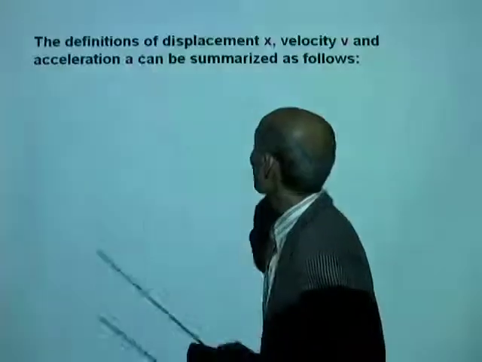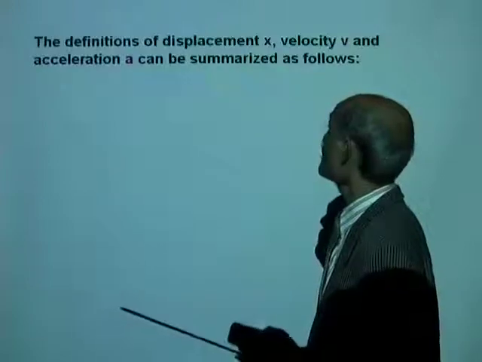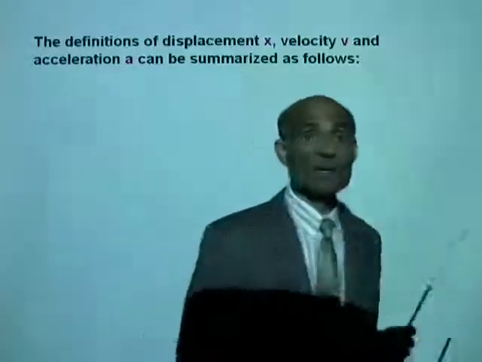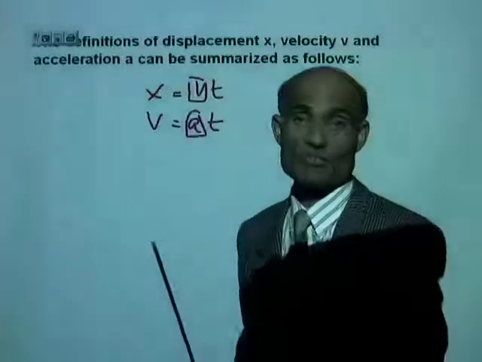Now the definitions of displacement x, velocity v and acceleration a can be summarized as follows. Well, in a simple language we can summarize these like this. We have x equals vt if the velocity is uniform, and v equals at if the acceleration is uniform. But these are very simple relations.